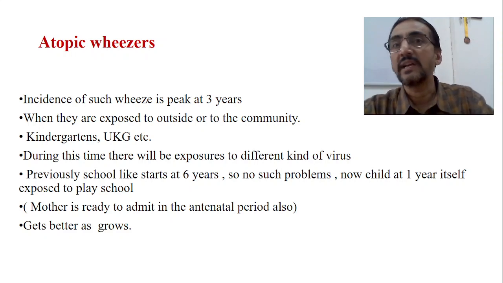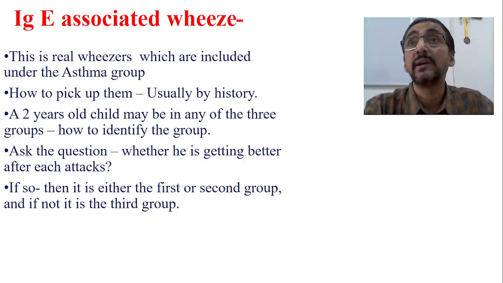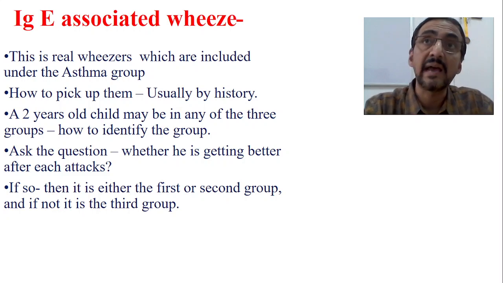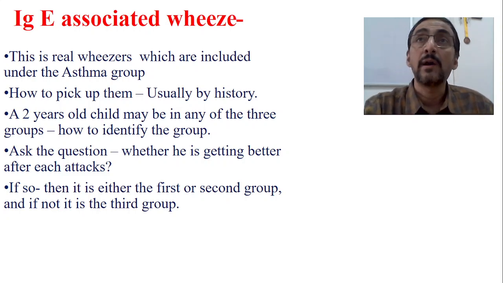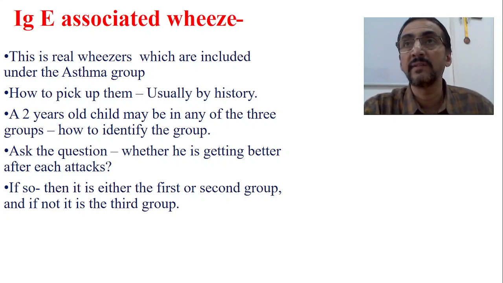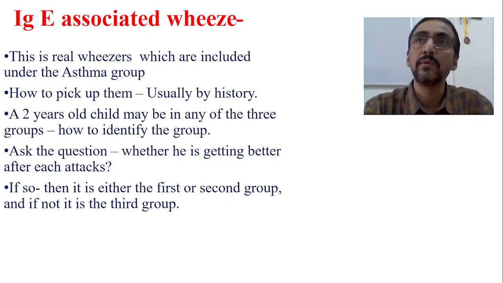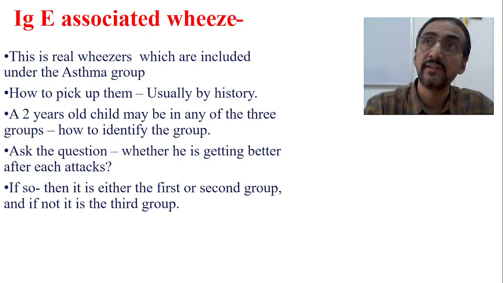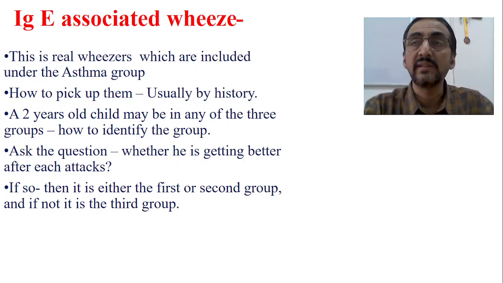Okay. Now we come to the last one, that is IDE associated wheeze. Now this is the one we have to be careful about. This is the real wheezers who are included under the asthma group. Now the first two should be differentiated. How to differentiate early transient wheezers and atopic wheezers? Because as the age advances, it will get corrected, or the baby will improve. This is one of the important things. If it is IDE associated wheeze, then this is the real asthma group. These babies have more chance of developing asthma in future.